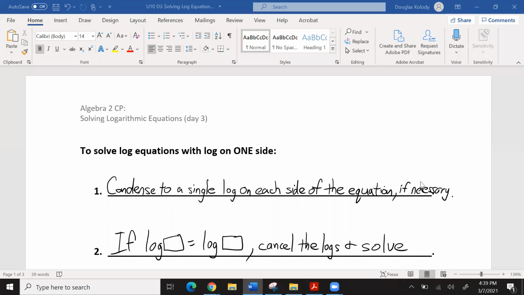Good morning, everybody. If you're listening to this, that means I am not in class, but this is the lesson that you would get if I was there. So it almost is like I'm there right now. So today we're going to solve log equations.